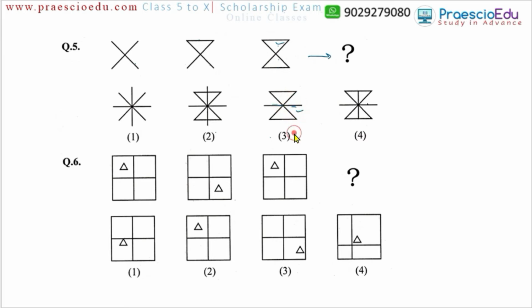Okay, means this option 3 is the perfectly. Option number 2, here vertical also and horizontal also added, means directly 2 lines added as per the previous one. So this should not be our sequence. So option number 3 is perfectly matching with our sequence or series.